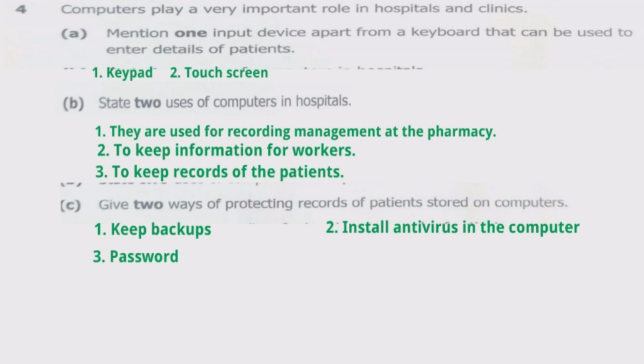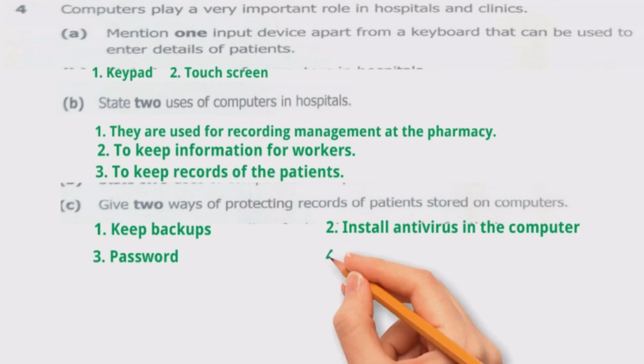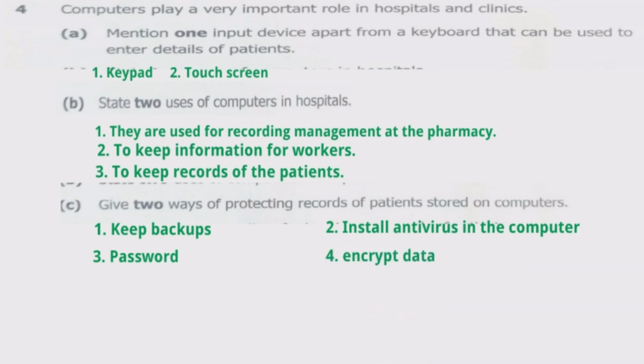So I've given you almost three. I'll give you the fourth one, which is you can also encrypt the data. If you encrypt it with a password, that means if someone has to decrypt it, he has to use a password, then the information will be totally safe. So basically, those are the four ways you can protect the information.